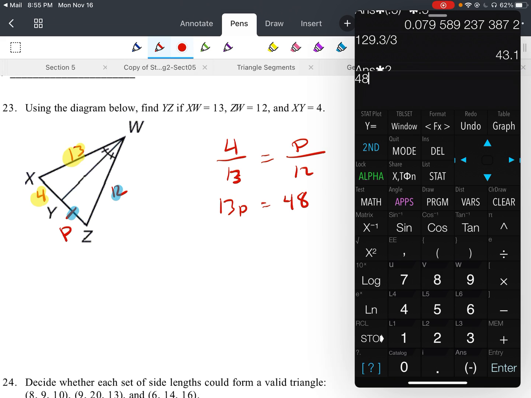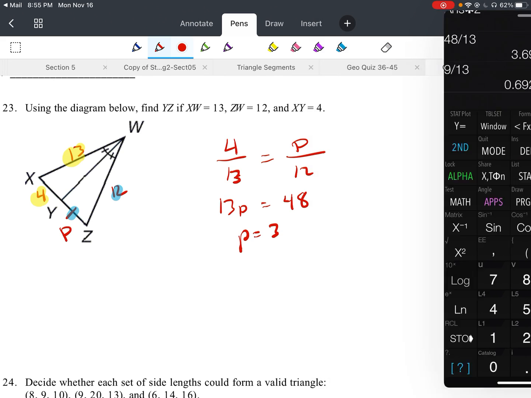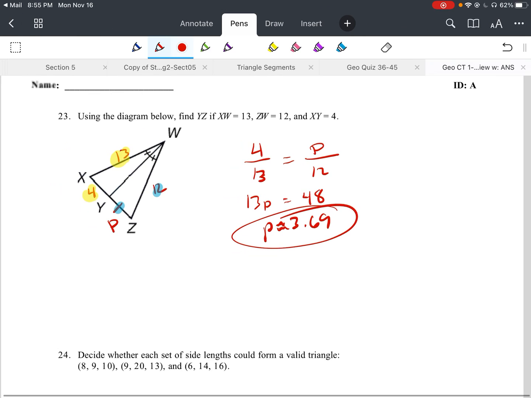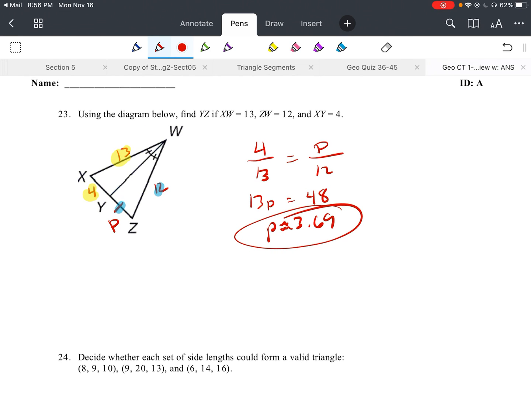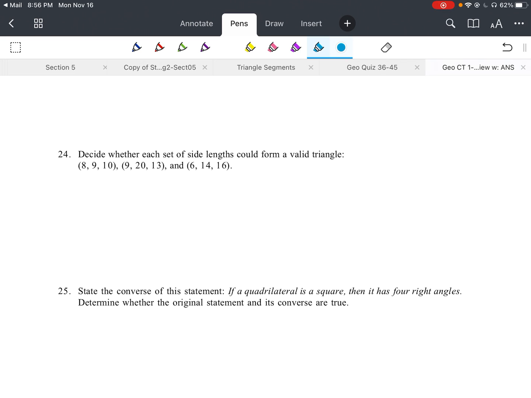Let's see, 48 divided by 13. And that's 3.69, which I think that's 9/13. Yeah. So that's good. P is 3.69, roughly. Okay. Go out a couple decimal places, make it count. Good. So get that proportion. This one is to that one, so 4 is to 13, just like P is to 12. You're good.